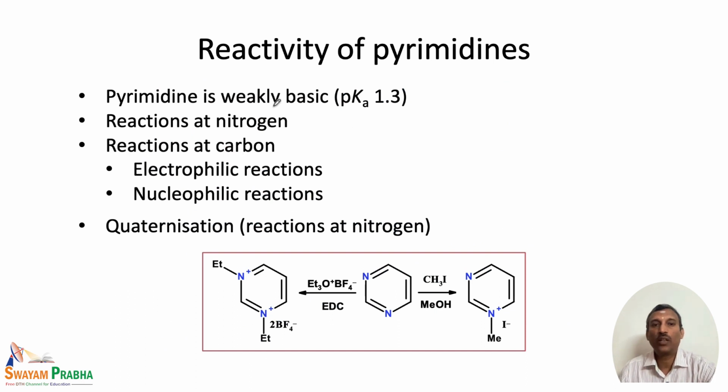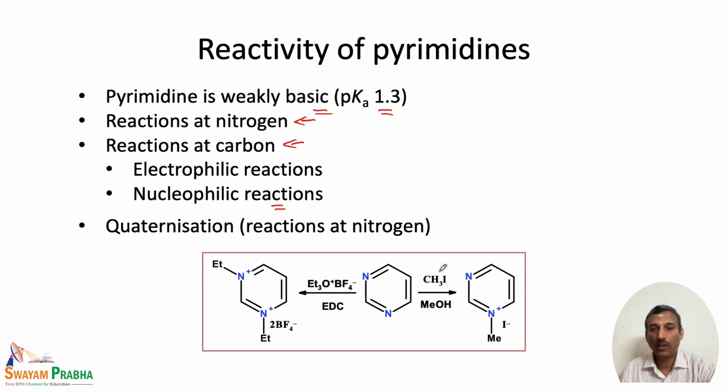And when we look at the reactivity of pyrimidine, pyrimidine is weakly basic with the pKa of 1.3. These reactions can occur at nitrogen, and the reaction can also occur at carbon. So, there are two places where the reaction can occur. The carbon can undergo electrophilic and nucleophilic reactions, and of course, nitrogen can also undergo quaternization reaction. So, this is an example of reaction at nitrogen.